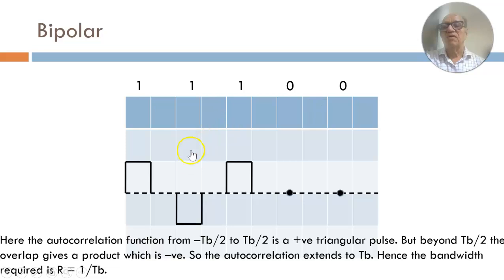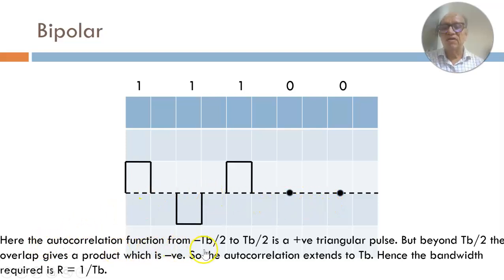What about bipolar? Now in bipolar, again, we need not do the entire analysis. So remember, if I have 1, 1, 1, 0, 0, my first pulse is a positive pulse, but in bipolar, the ones alternate. So the next one is negative, and this is positive, and then I get 0 and 0. So because of this, what will happen?